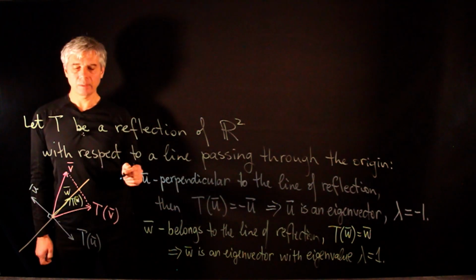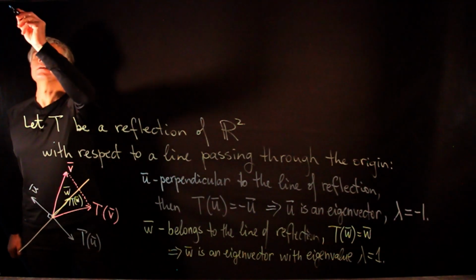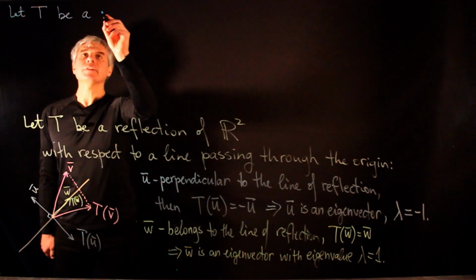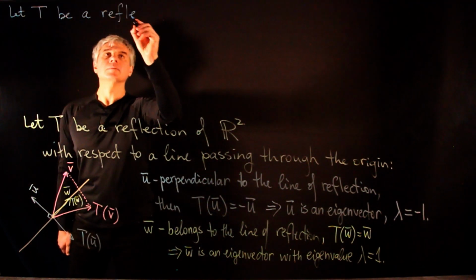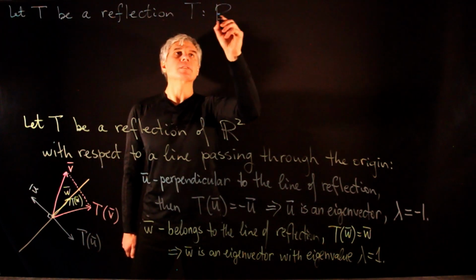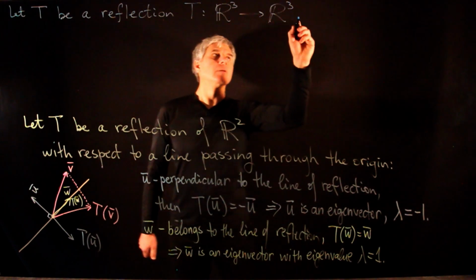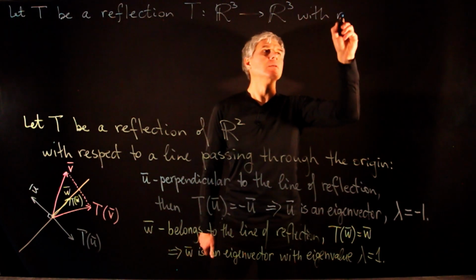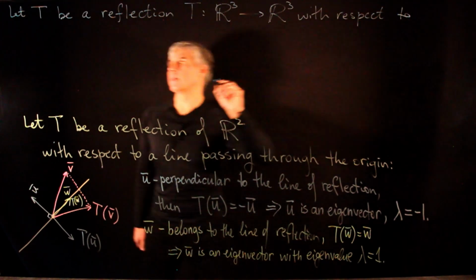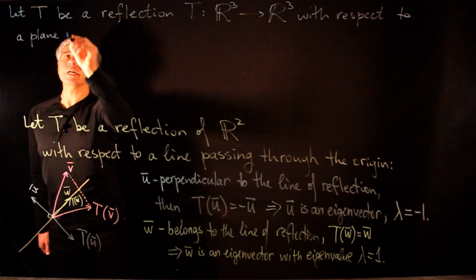We can generalize this picture to three-dimensional space as well. So let T be a reflection of a three-dimensional space with respect to a plane passing through the origin.